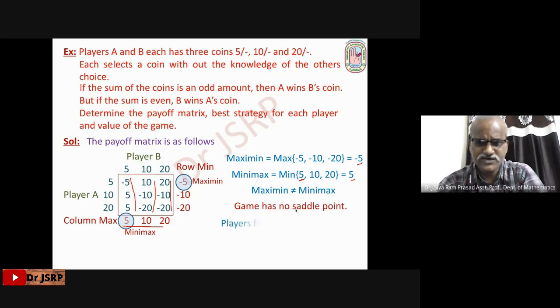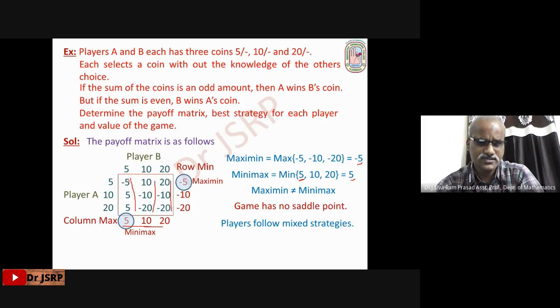That means players follow mixed strategies. That means players select more than one strategy with some probabilities. So we have to find those probabilities. Since the game is a 3x3 game, next step, try to reduce this size to 2x2 by using the dominance principle. If the game size is 2x2, then only we can solve. Otherwise we are not able to solve.